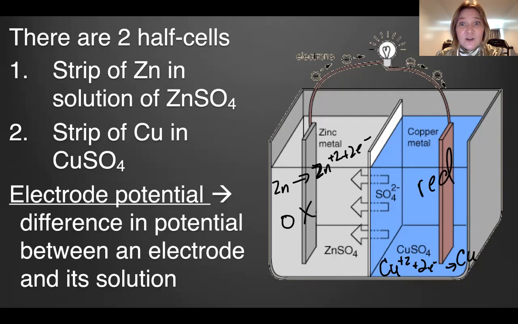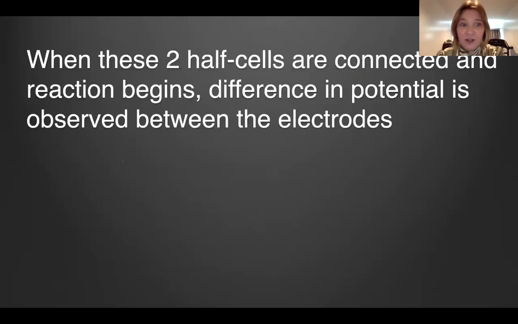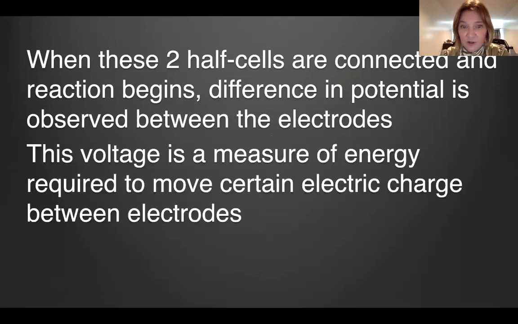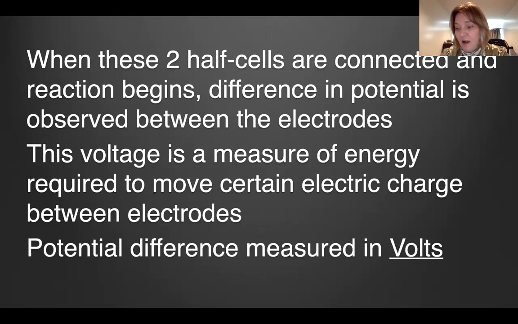So the electrode potential is the difference in potential between an electrode and its solution. Each half cell is going to have its own potential. When these two half cells are connected and the reaction begins, the difference in potential is observed between the electrodes. That is measured in volts, which I'm assuming you have learned about voltage in physics, maybe? Voltage is a measure of energy required to move certain electric charge between electrodes. So potential difference is measured in volts.